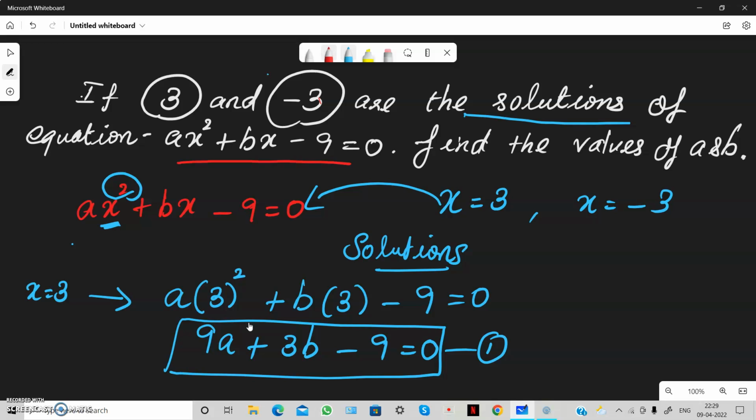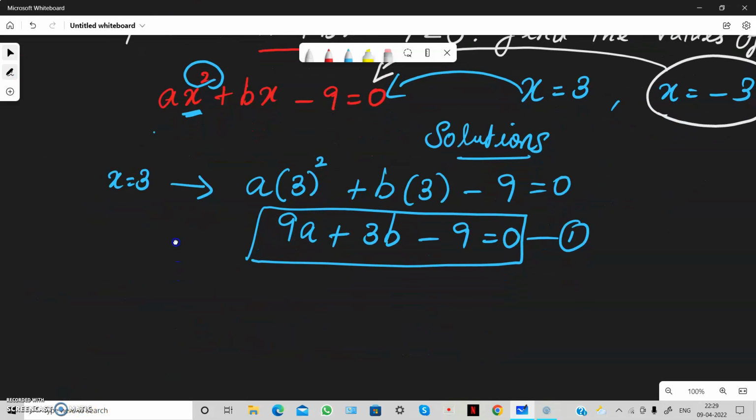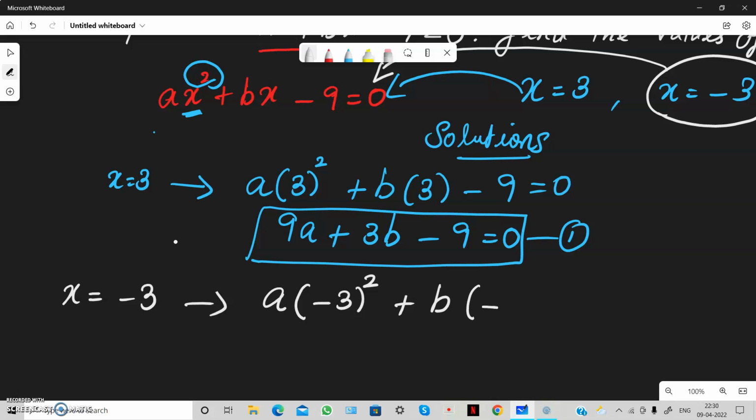Now what's the second equation? That is x is equal to -3. So here it is another solution. You can substitute here. Shall we substitute, students? First I substituted x is equal to 3. Now I'm going to substitute x is equal to -3. What do I get now? So for a, in the place of x I'm writing -3 the whole square, plus b times -3, then minus 9 equal to 0.